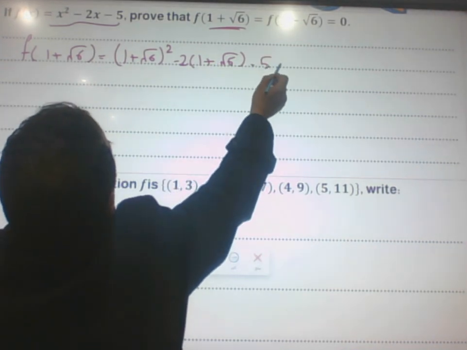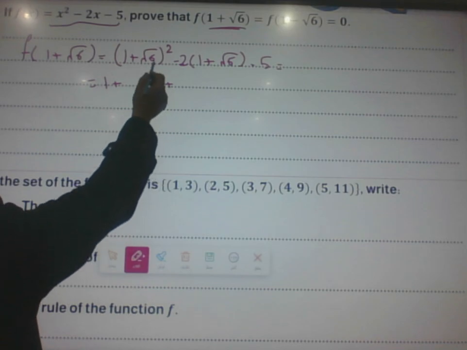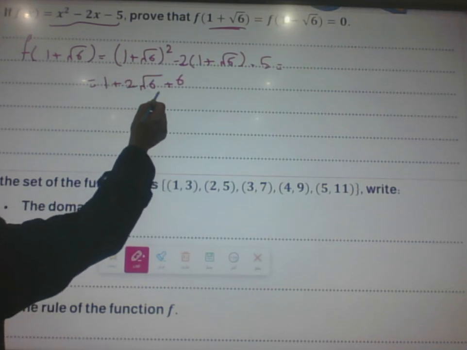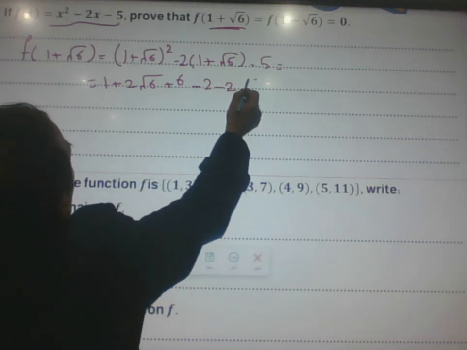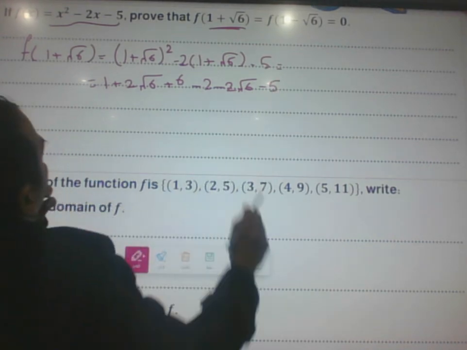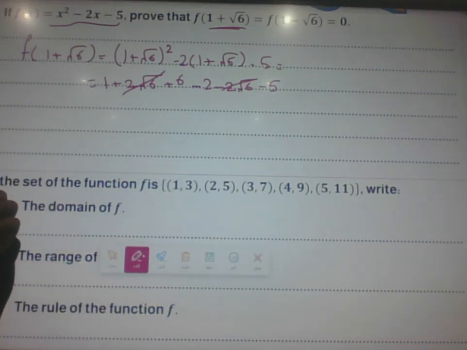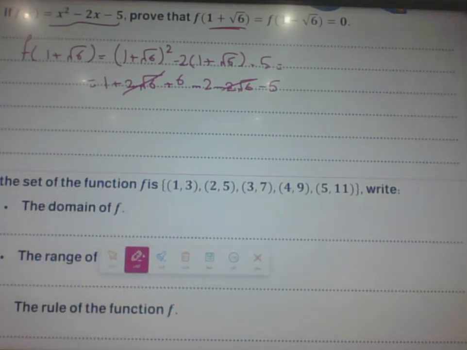Subtract 5. We can simplify it. First power 2, and second root 6 power 2 is 6, and the middle first and second times 2 equals 2 times root 6. Subtract 2 times 1 equals 2, negative 2 times root 6 equals negative 2 root 6, minus 5. We can simplify, cancel together here. We have the additive inverse of 2 root 6. And also 1 minus 2 minus 5: 1 minus 2 is negative 1, negative 1 minus 5 is negative 6.